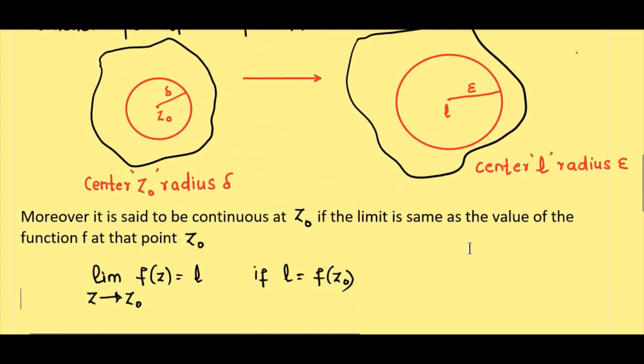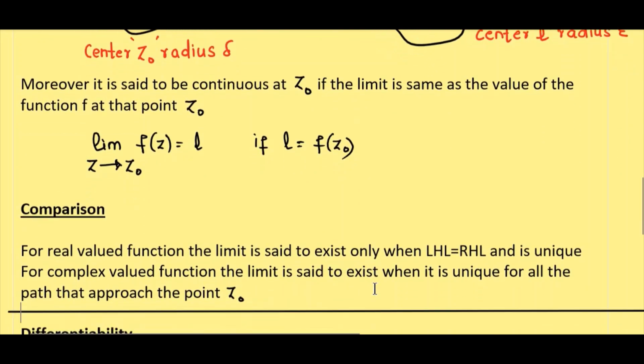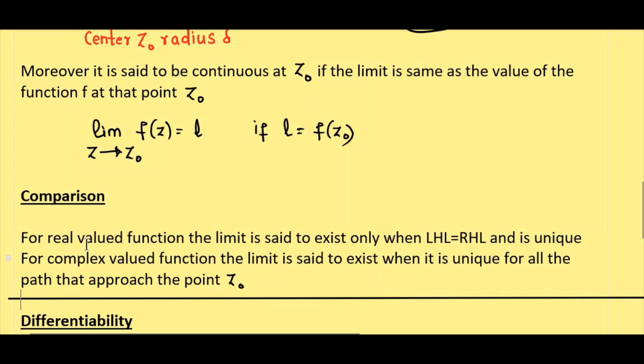And the continuity of a complex valued function is similar to the definition for a real valued function. That is, when the limit L is the same as the functional value at that point, then we can say that the function is continuous at z0. Now what is the comparison? For a real valued function, the limit is said to exist only when the left hand limit and right hand limit are both the same and unique. But for a complex valued function, the limit is said to exist when it is unique for all the paths that approach towards that point.